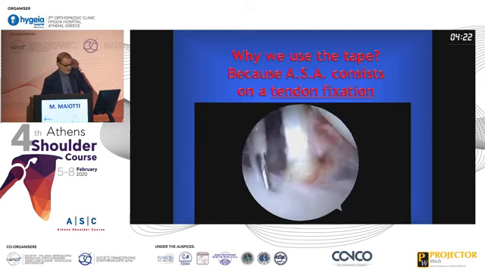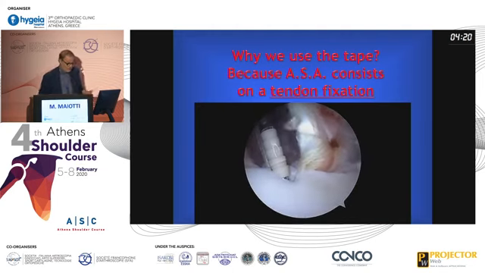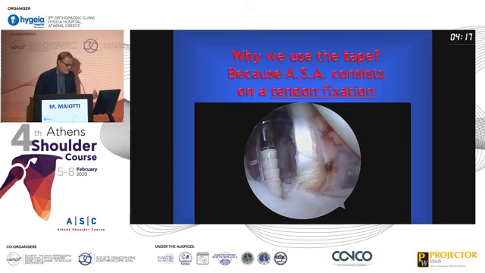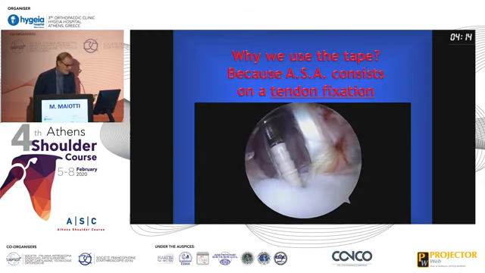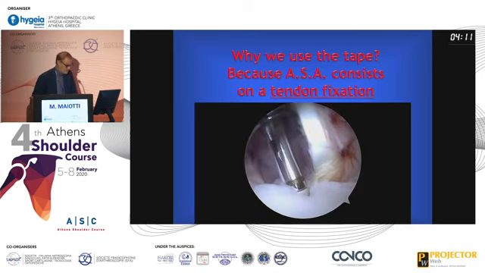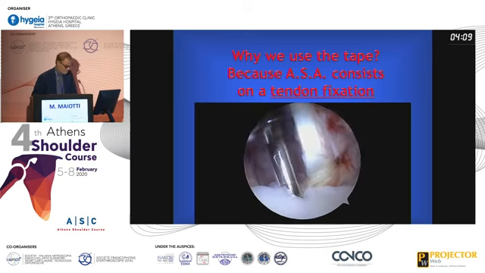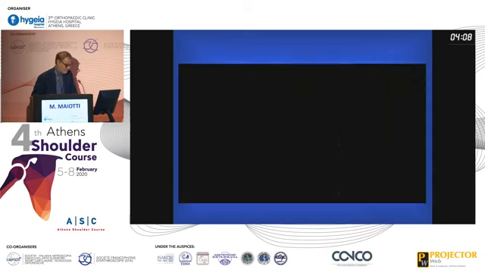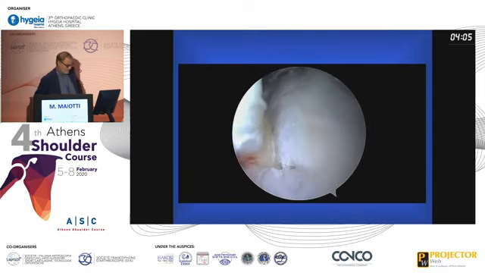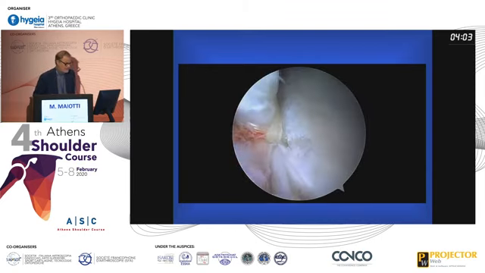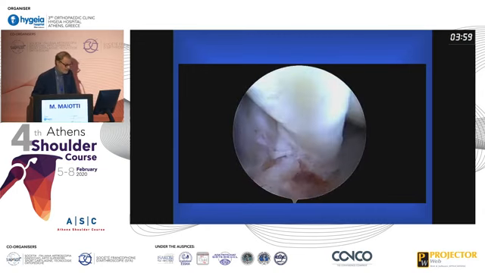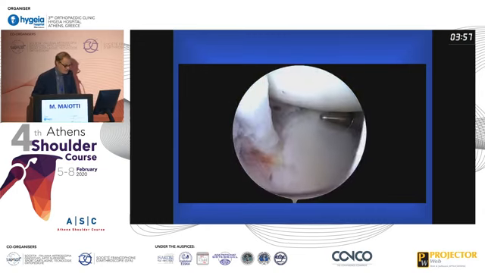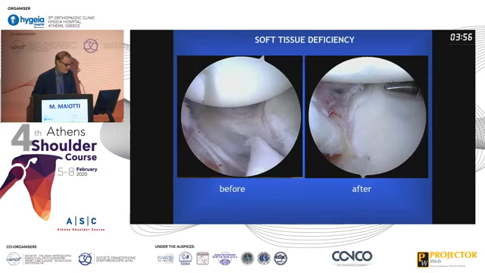When the tendon is elastic, you have to fix it in the north. So more in the north, at 2 or 10 o'clock, north of the equatorial side, so you can have a closure of the interval. So here from up, you can see the Bankart repair in the inferior and the tenodesis in the north. And the head is recentered, before and after.